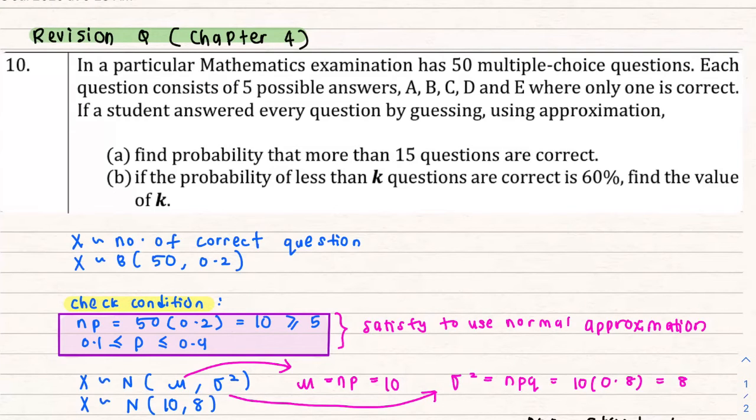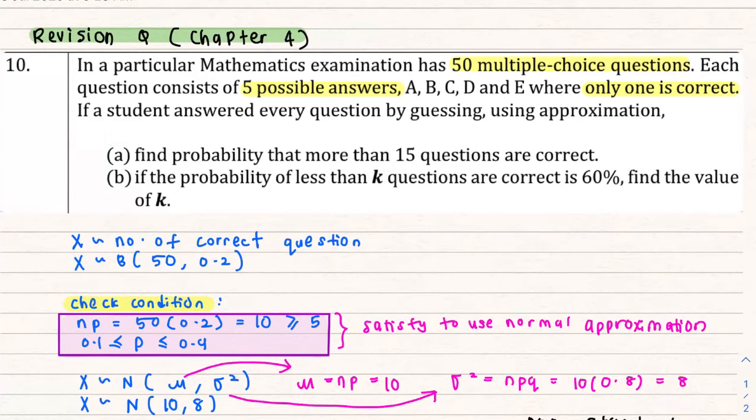Revision question, chapter 4. The question mentioned, you have 50 multiple choice questions, each with 5 possible answers, and only one answer is correct. If a student answers the questions by guessing using approximation, question part B is: if the probability of less than K questions being correct is 60%, find the value of K.